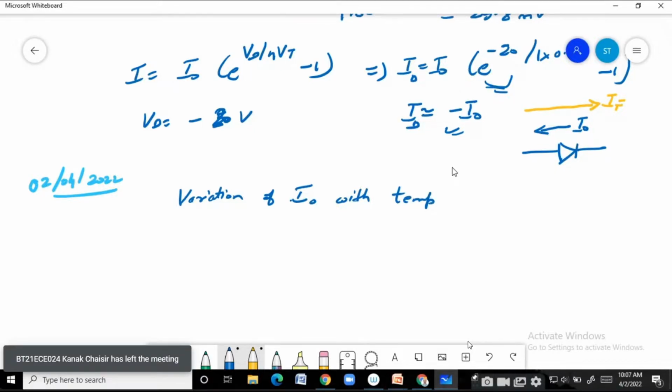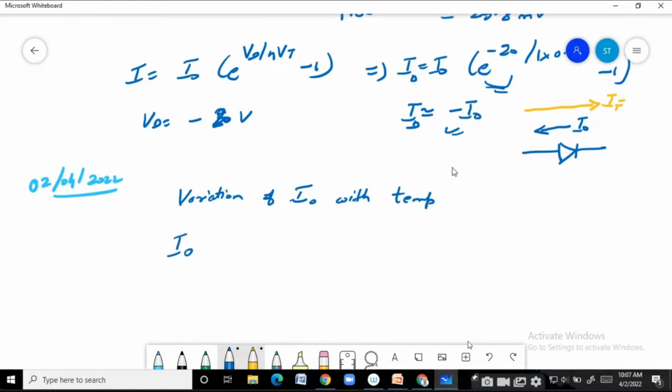Look at the variation of reverse saturation current with temperature. There is a general equation which will give you a rough idea about how it varies, because sometimes it is said that the current is 1.5 times or 1.9 times like that, but there is a general equation which will tell you how it varies. So if you want to find I naught, the reverse saturation current at a particular temperature T, okay?